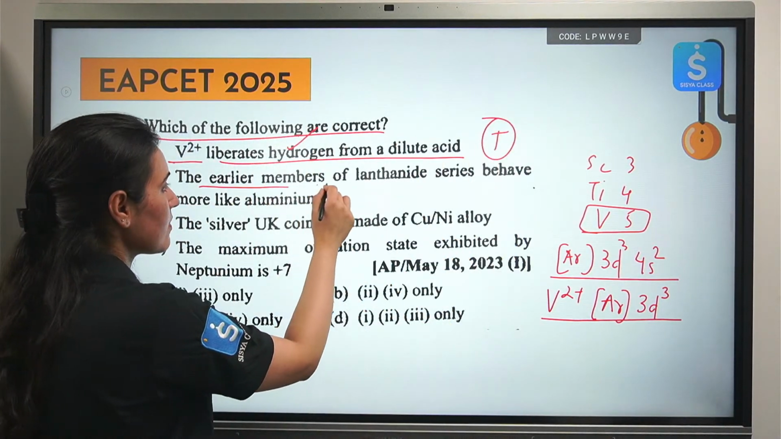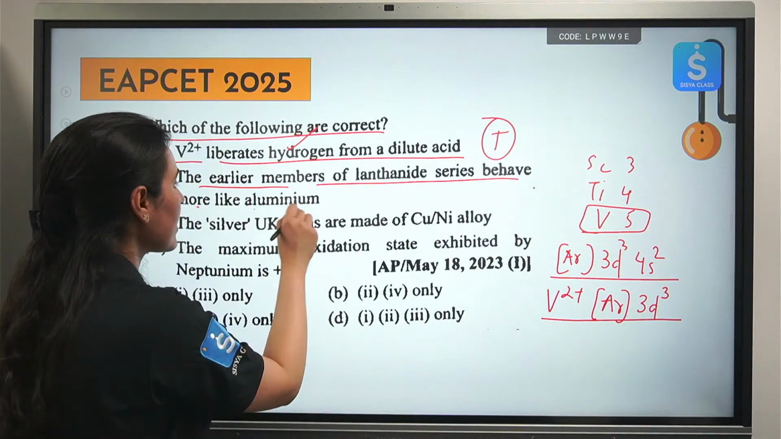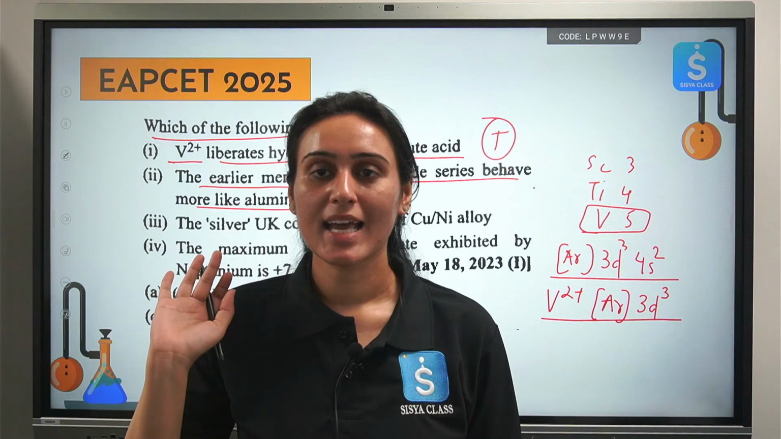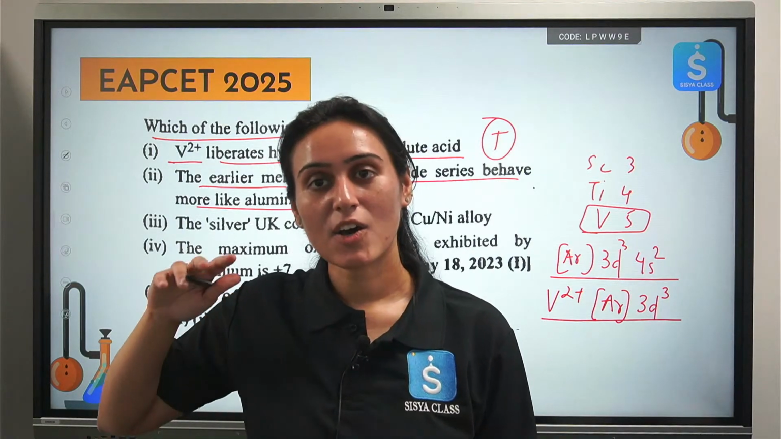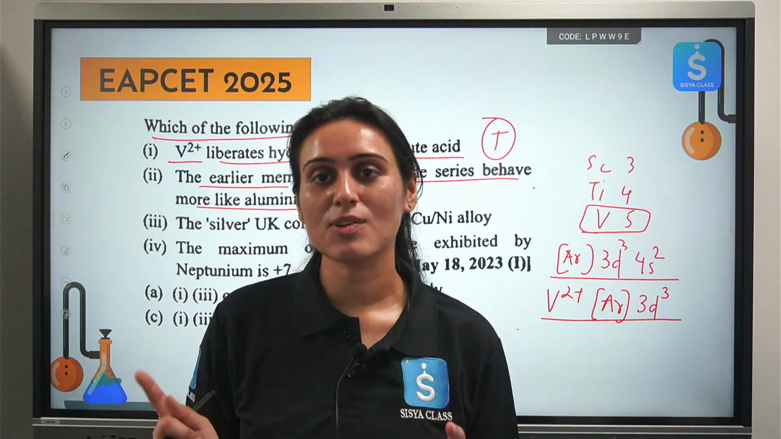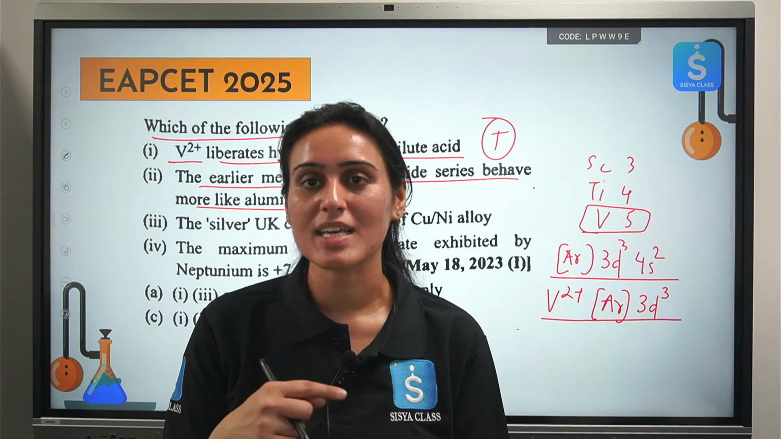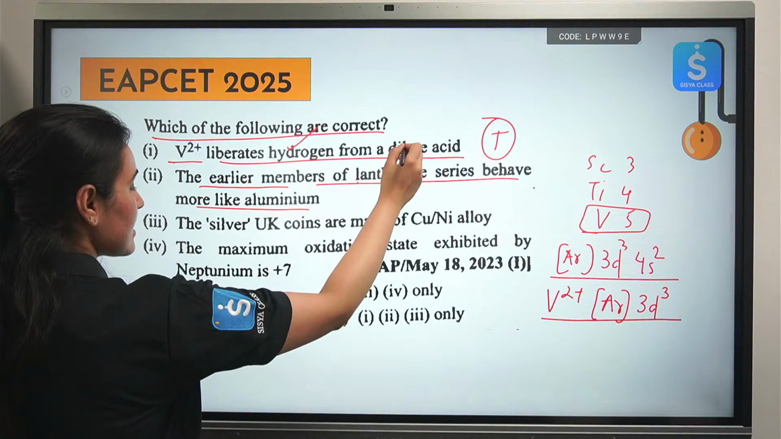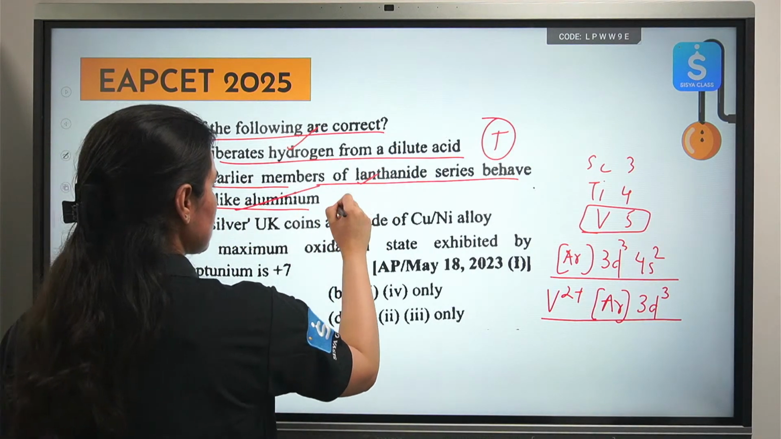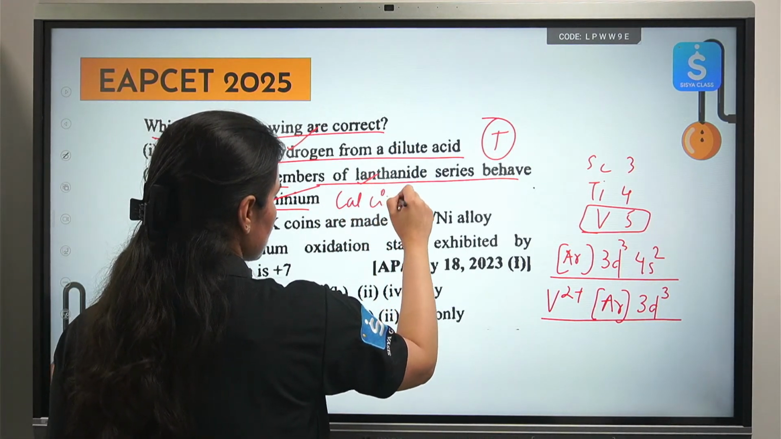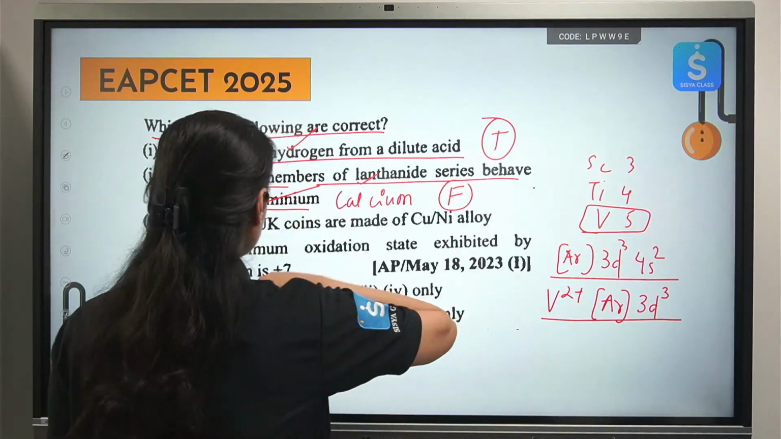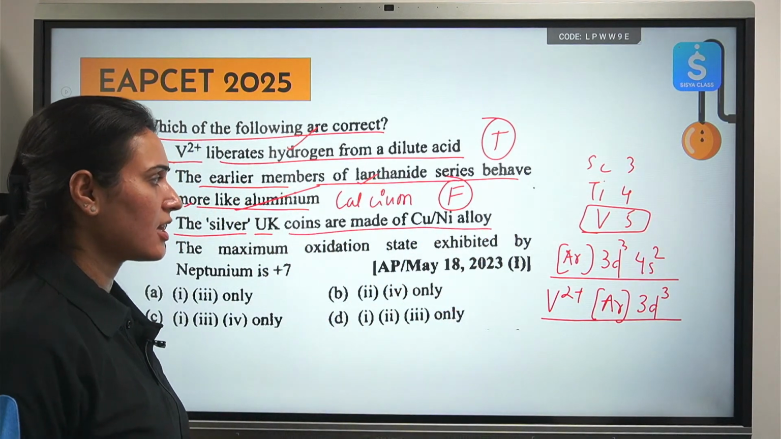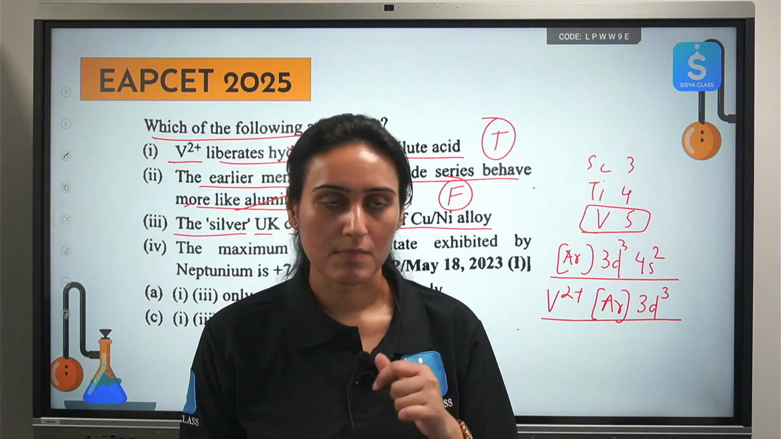The earlier members of lanthanide series, they behave more like aluminium. This is wrong. The earlier members behave more like calcium, and your higher members, they are closer to aluminium. They will show properties similar to aluminium. Okay. So the earlier members of lanthanide series behave more like calcium, everyone. So this is false. The silver UK coins are made of copper nickel alloy. That is true statement.